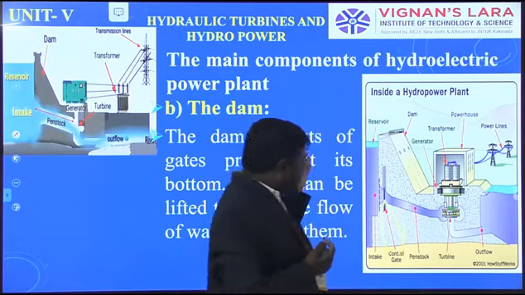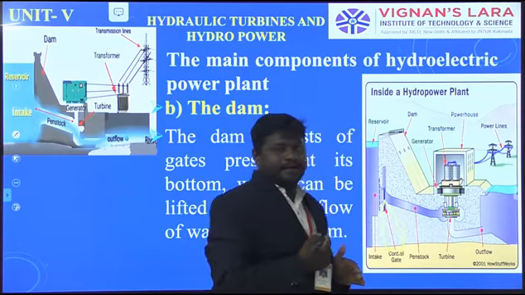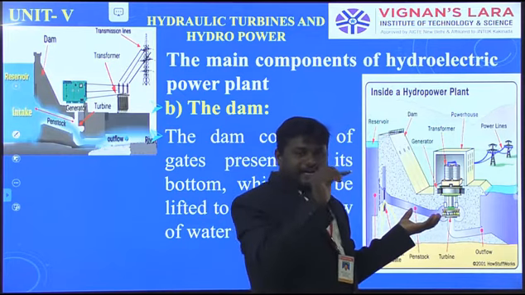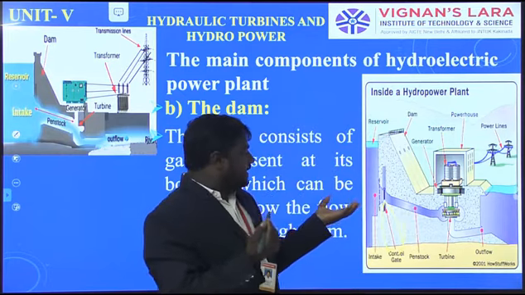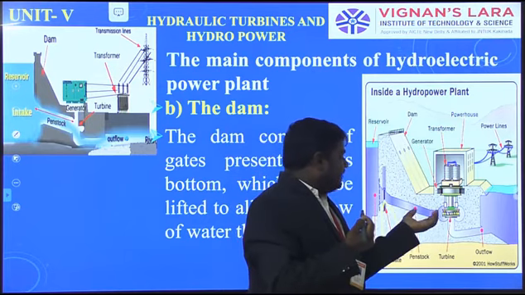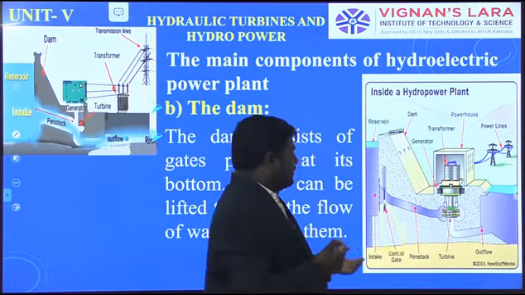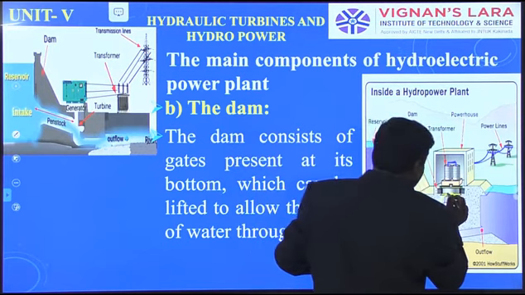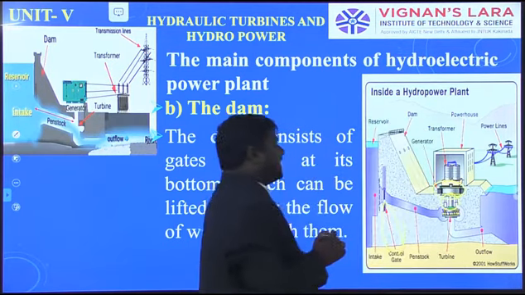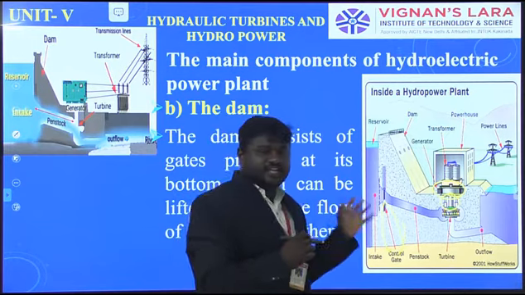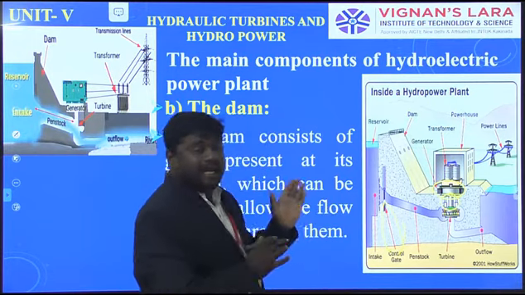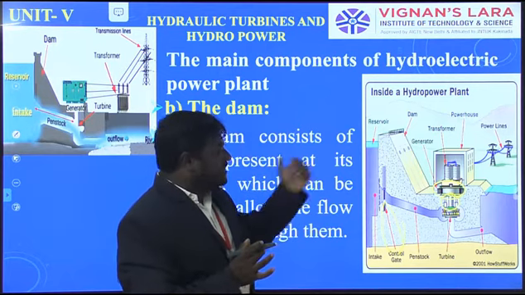That water will be sent directly to the turbine. The turbine has some blades, and those blades will rotate speedily. Then that turbine is connected to the shaft. This is the shaft, and that shaft is connected to the generator. The main function of the generator is to convert the mechanical energy to electrical energy. So it's called the generator.